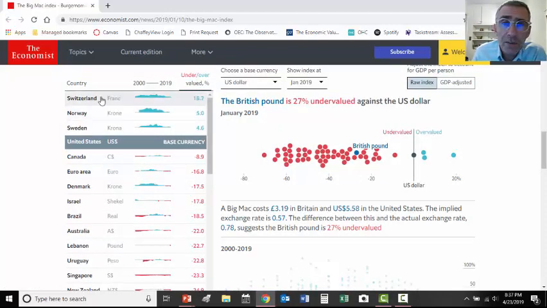Switzerland is definitely the most expensive place, right? So compared to the dollar, if you went to Switzerland, that Big Mac is overvalued by 18% to the dollar. Norway, Sweden, same thing. What does that mean? If you want to travel to Switzerland, you will not stretch that dollar. It'll be quite the opposite. Your buying power, converting the dollar to the Swiss franc, is really bad.